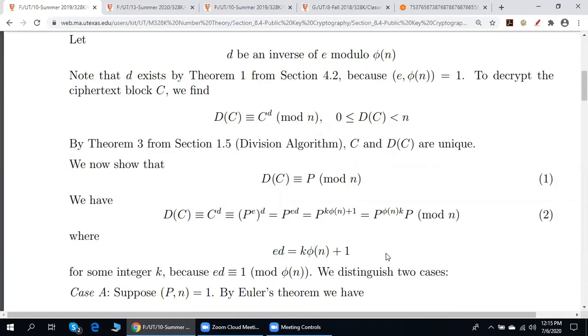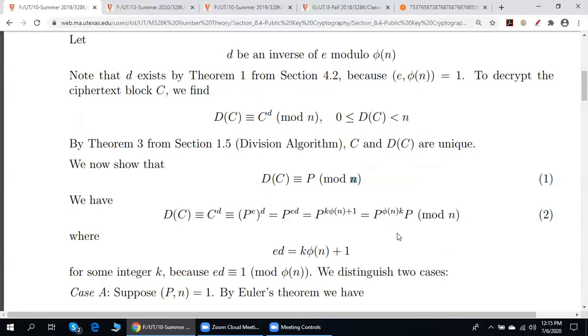Lastly, by algebra, p to the sum of two powers is equal to p to this power, which is over here, times p to the first power, which is p. Conclusion: this is congruent to this, modulo n. Next step is to show that this is congruent to p modulo n. This will be shown in a moment.